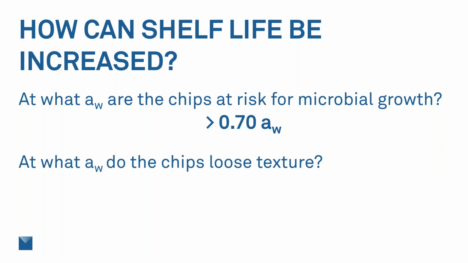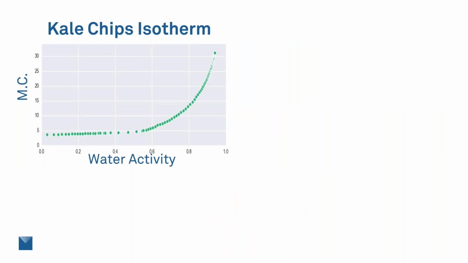At what water activity do the chips lose texture? Well, we don't exactly know at this point. So what do we need? We need an isotherm, because an isotherm is going to tell us when we're going to see that change in texture. So here is an isotherm for a kale chip with water activity along the x-axis and moisture content along the y-axis. If you're just visually looking at this, you could probably guess where that loss of texture is. It's going to be an inflection point in that trace where we see the adsorption properties really increase, so really a large intake of moisture content.